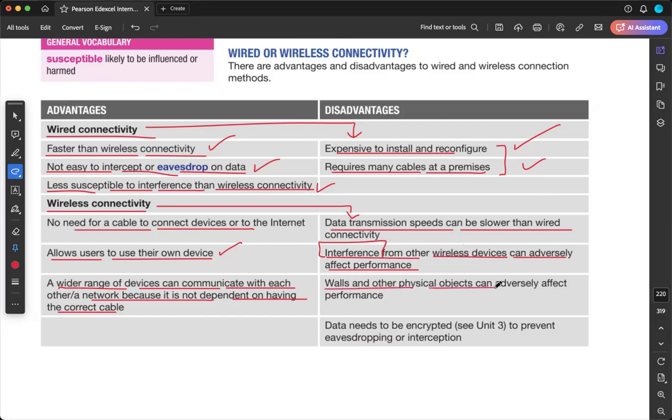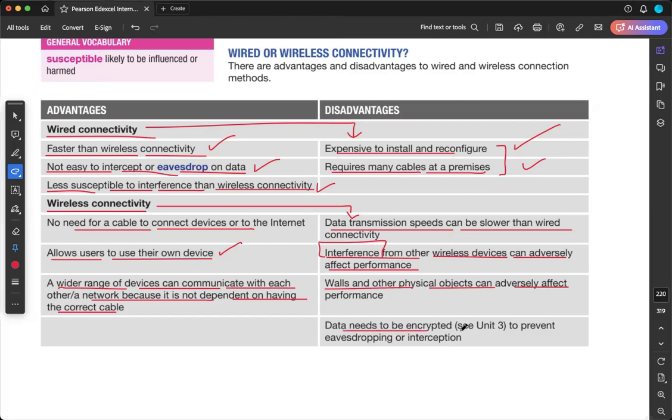Walls and other physical objects can adversely affect it. Yes. So if you're in your room, you lock your door, you're using internet, the speed is quite low. Once you open the door, you feel that the speed is much better now. So this is again an interference of the walls that brings your computer network down.